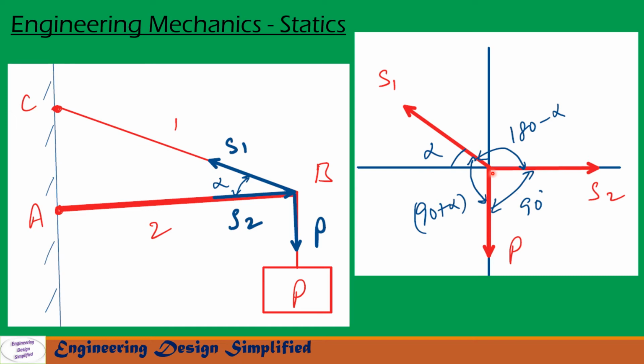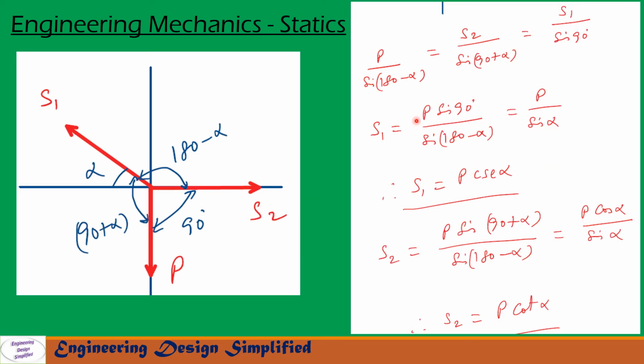So the force P is acting downwards, S2 is acting towards this direction, and the angle between P and S2 is 90 degrees. And S1 is acting towards this direction, and the angle between S1 and horizontal is alpha. So the angle between S1 and S2 can be written as 180 minus alpha. Similarly, the angle between S1 and P can be written as 90 plus alpha. So that is written here. So the angle between P and S2 is 90 degrees.